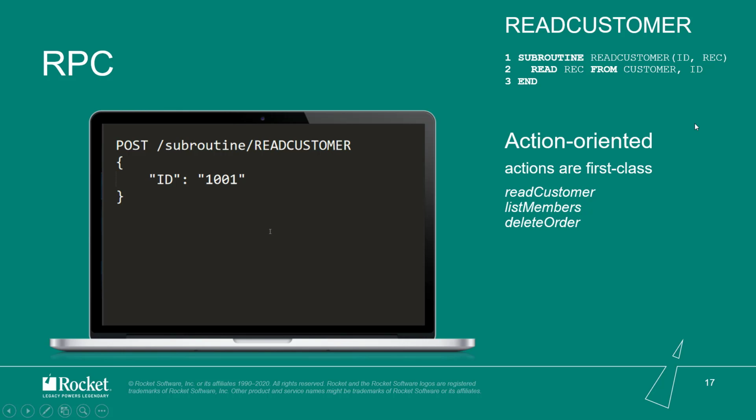So an interesting thing to note about RPCs is that they're action oriented, meaning that actions like read customer or list members, delete order, those are the first class members of the architectural style that is RPC. Contrast that with REST, which we're going to look at now.